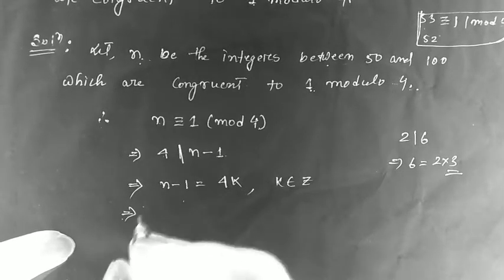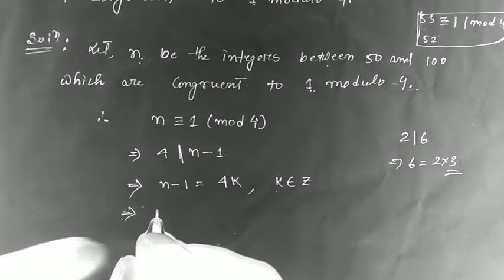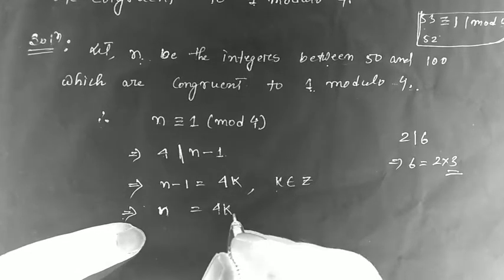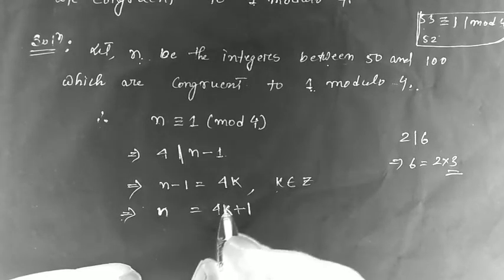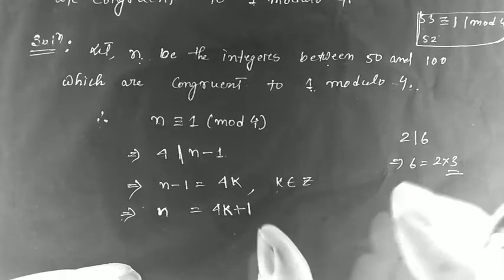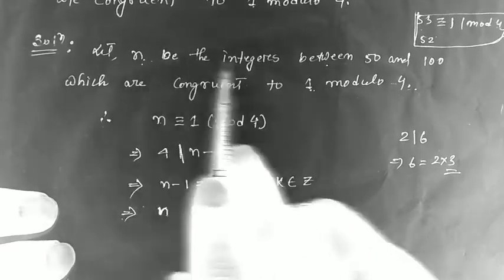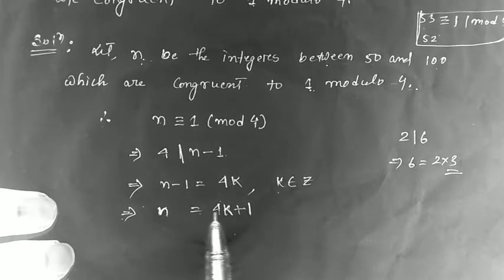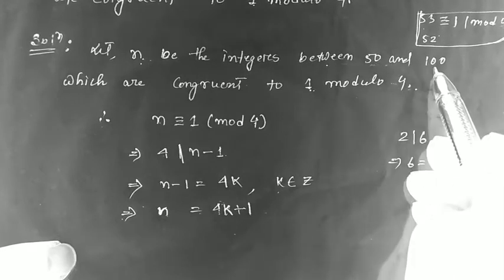Now, as we need to find the value of n, keep n on this side and take 1 to the other side. That means n equals 4k plus 1. If we can find the value of k, then we can find the value of n. According to the given condition, n is between 50 and 100, so 4k plus 1 will also be between 50 and 100.